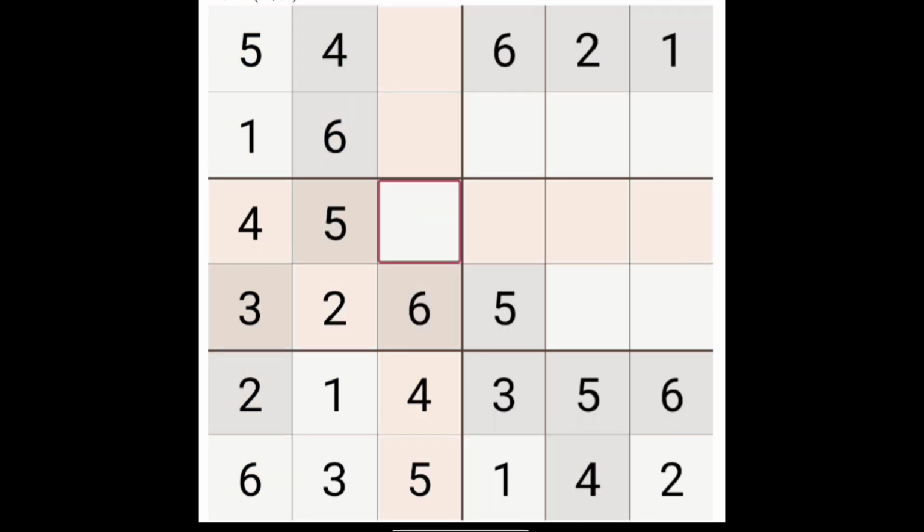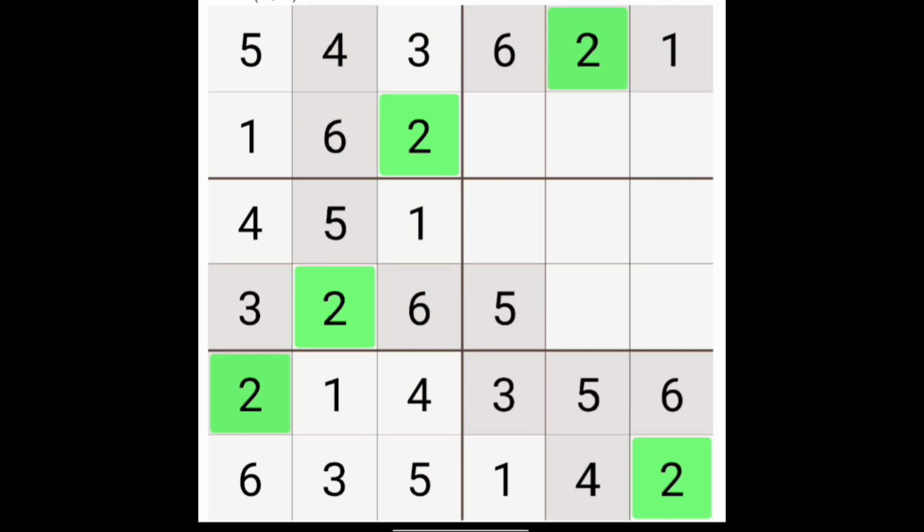Let us complete this box. 4, 5, 3 to 6, only one number is missing. So we'll write 1. Let us complete this column. In this column 1, 6, 4, 5 are given. So 2 and 3 are missing. So 2 cannot come in this cell as on the right side 2 is given. So 3 will come here and 2 will come this place.